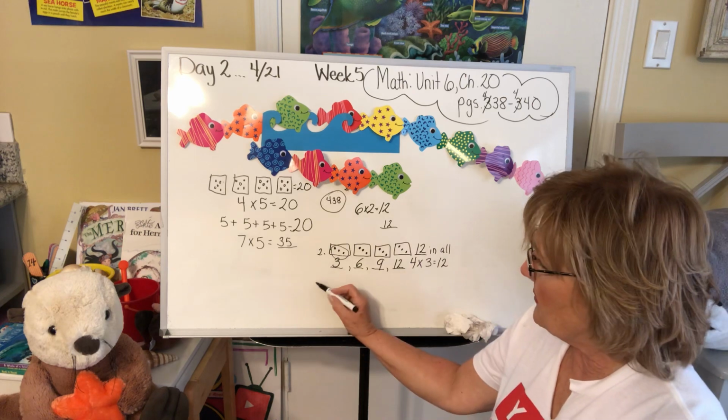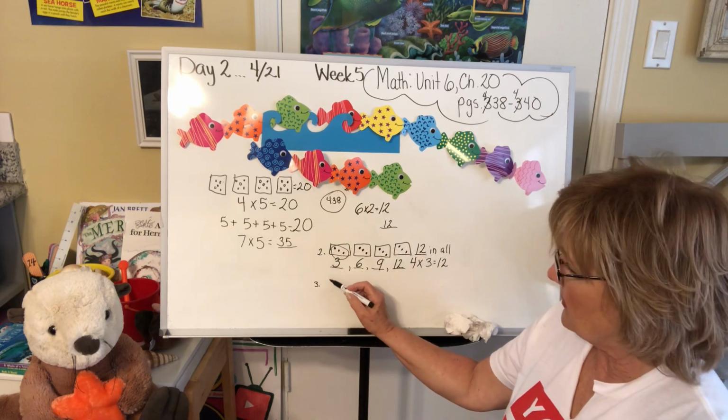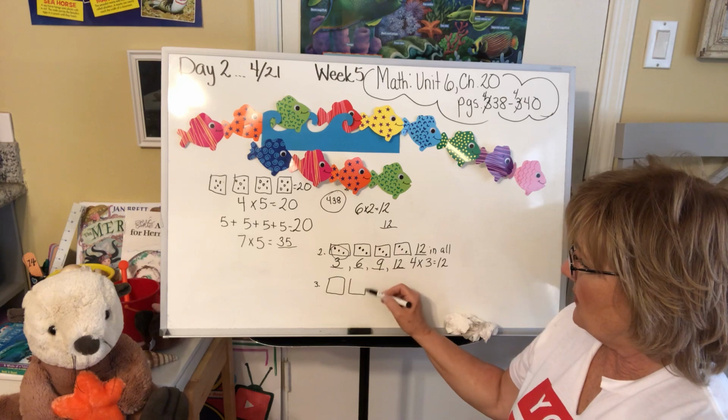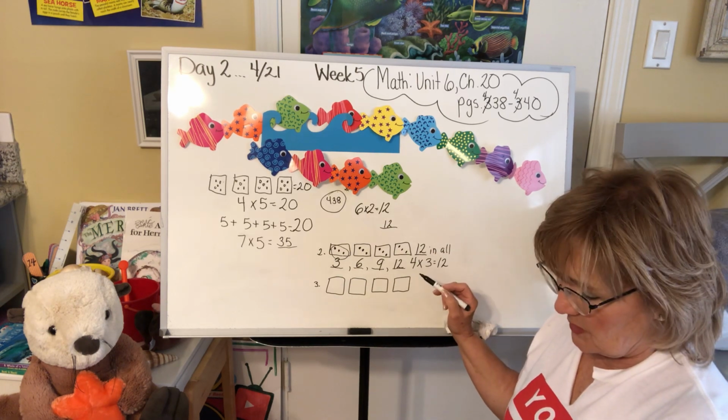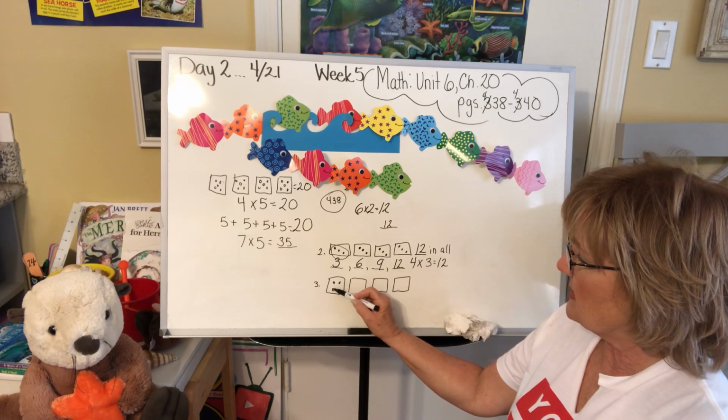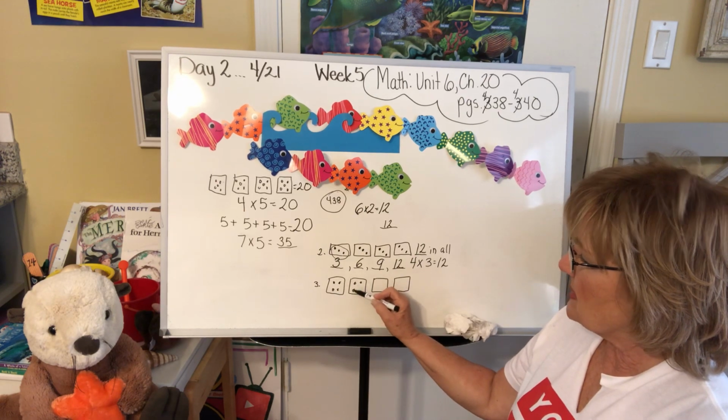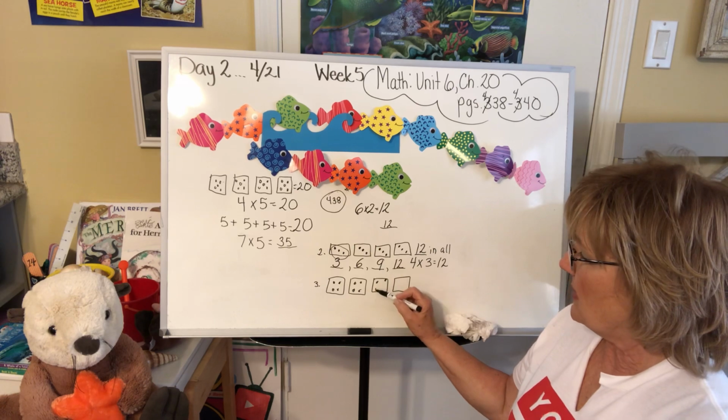Okay, so for number 3, you have 4 groups. Let's make 4 groups once again. But this time you're going to put 4 dots in each group. So what are you counting by? Right, you're counting by 4s.